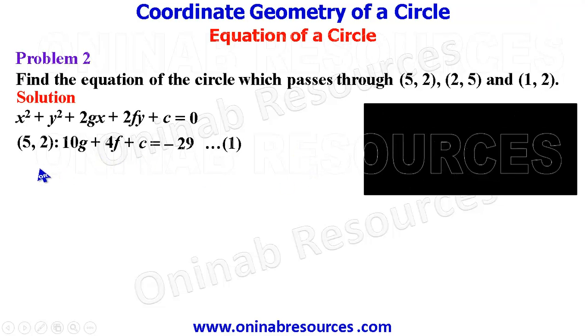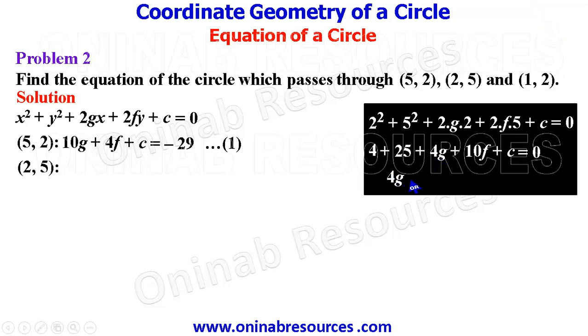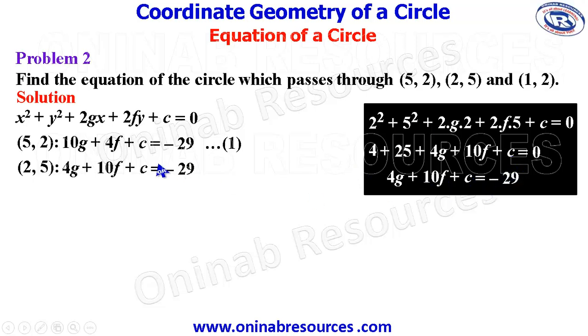Then for 2, 5, our x is 2 and our y is 5. So we have 2 squared plus 5 squared plus 2 times g times 2, then plus 2 times f times 5 plus c is equal to 0. This is 4 plus 25 plus 4g plus 10f plus c is equal to 0. Arranging again, we have 4g plus 10f plus c is equal to negative 29. So that will now form our second equation.